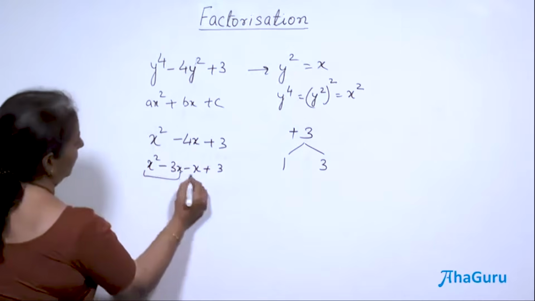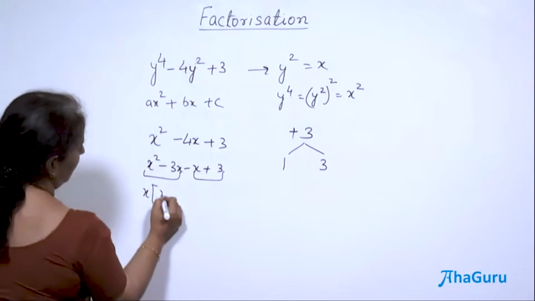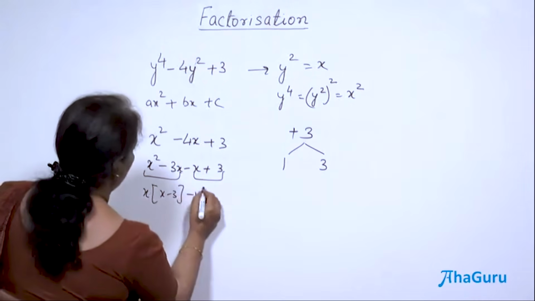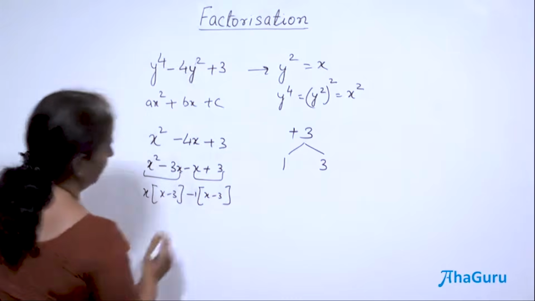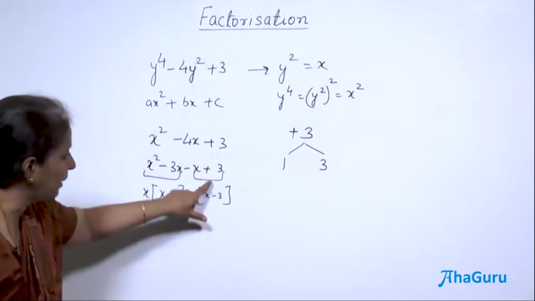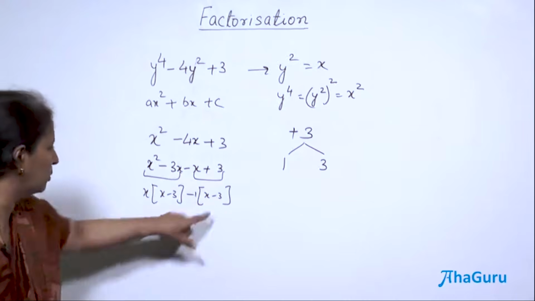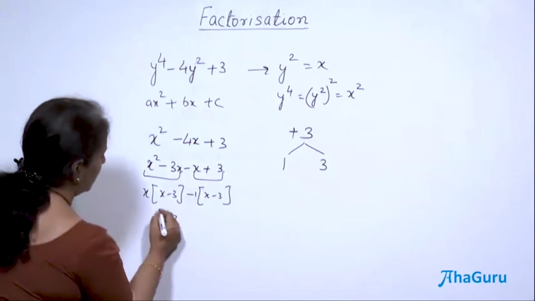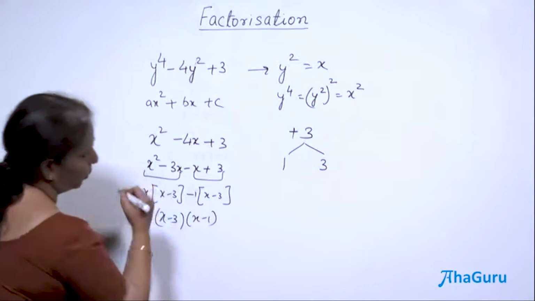So, again take the common. x minus 3, minus 1 into x minus 3. Minus 1 into x is minus x, and minus 1 into minus 3 has become plus 3. So these two terms are now the same. So I get the answer as x minus 3 into x minus 1.